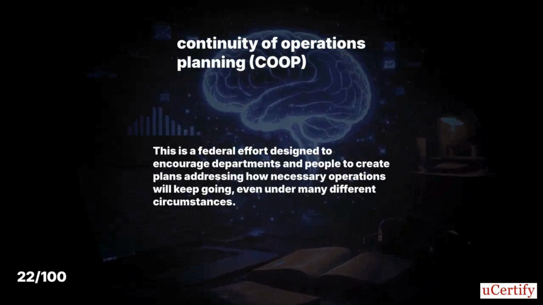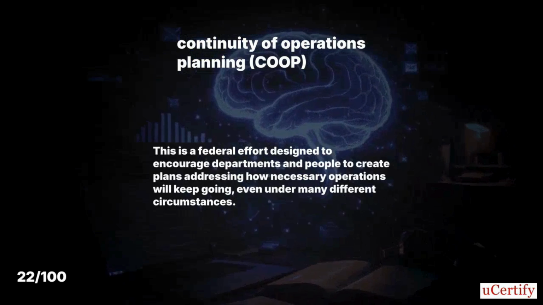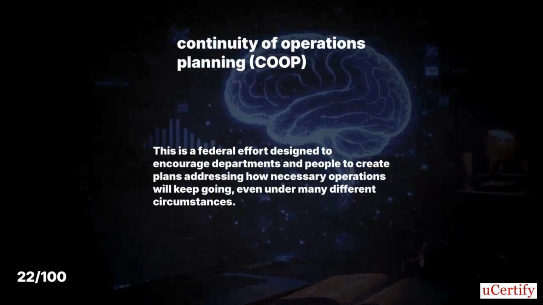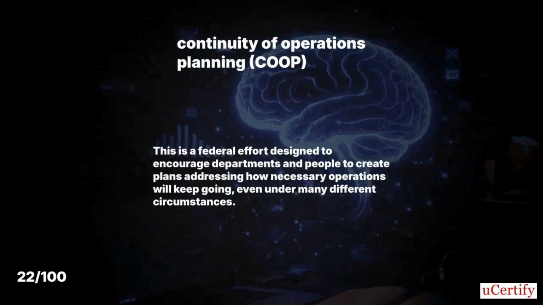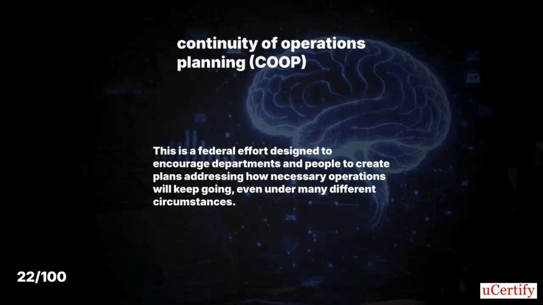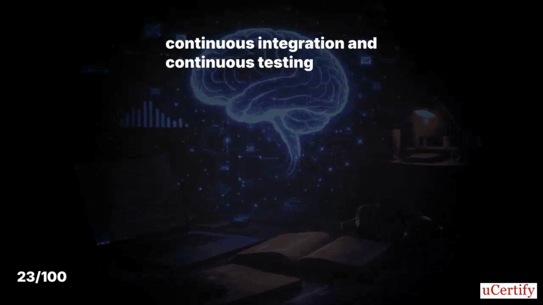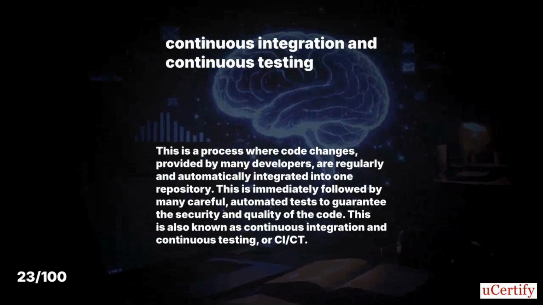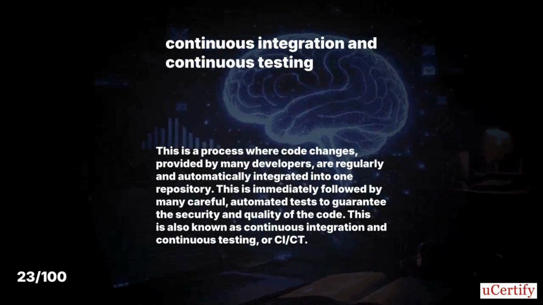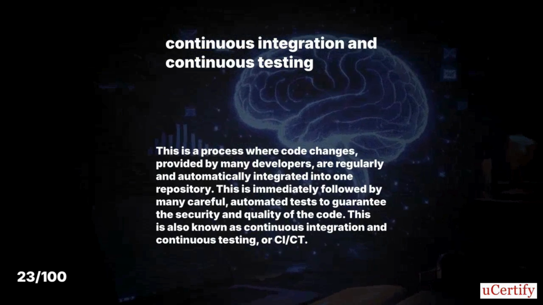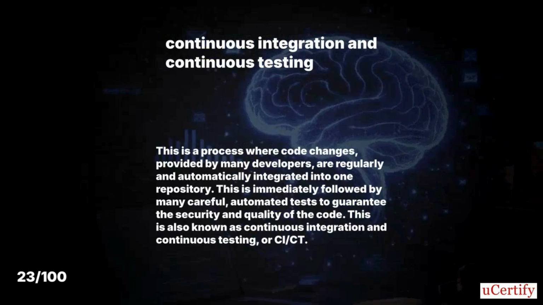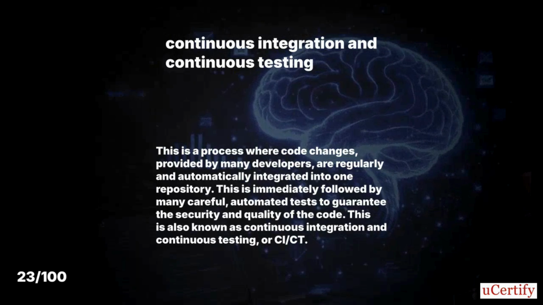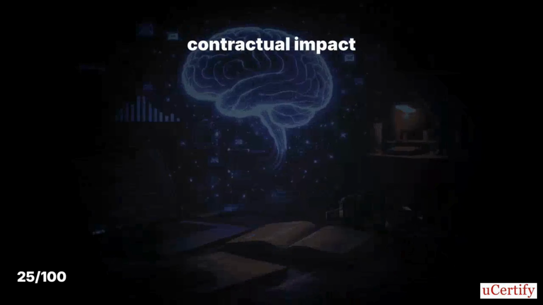This is a federal effort designed to encourage departments and people to create plans addressing how necessary operations will keep going, even under many different circumstances. Continuous integration and continuous testing. This is a process where code changes, provided by many developers, are regularly and automatically integrated into one repository. This is immediately followed by many careful automated tests to guarantee the security and quality of the code. This is also known as continuous integration and continuous testing, or CICT.